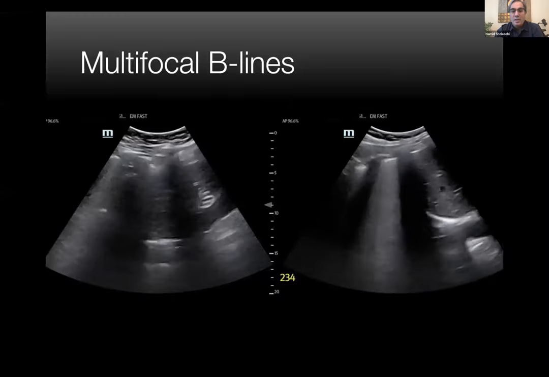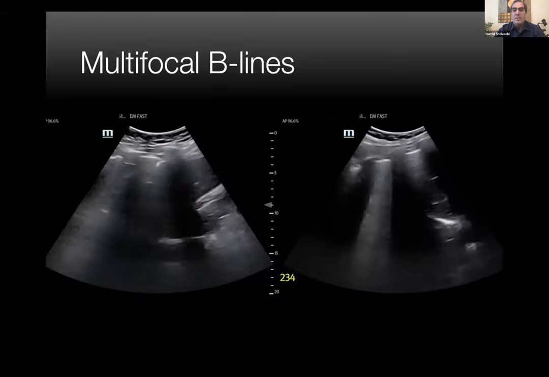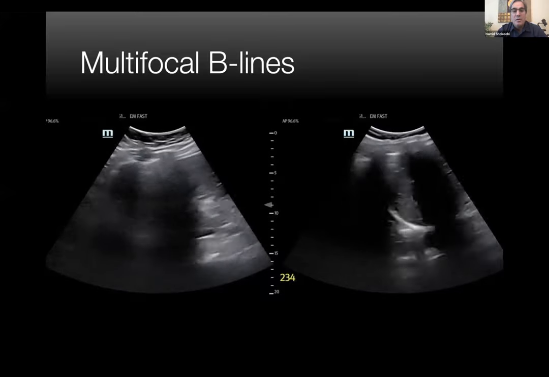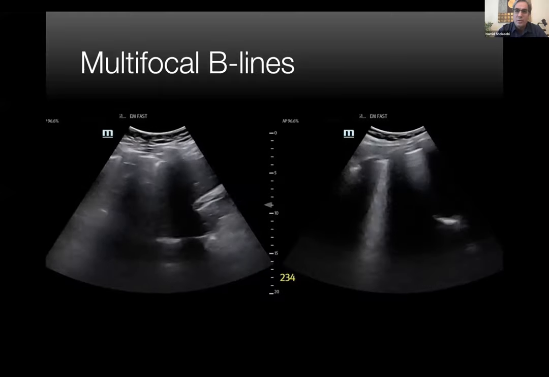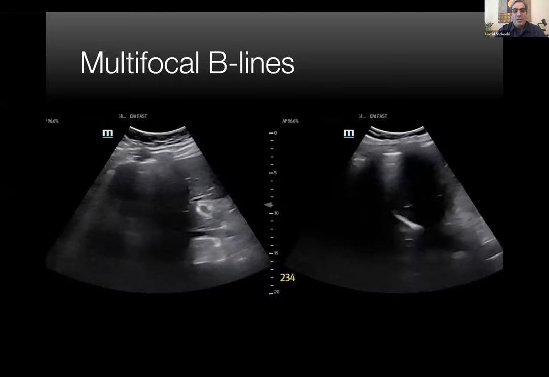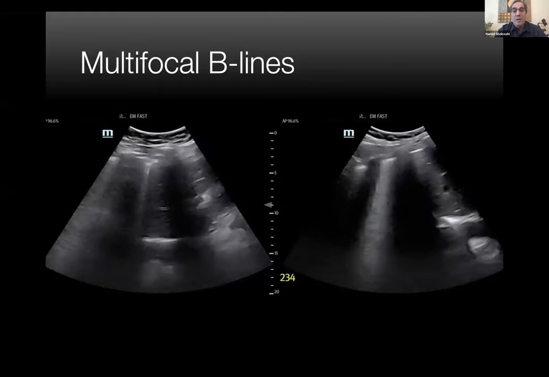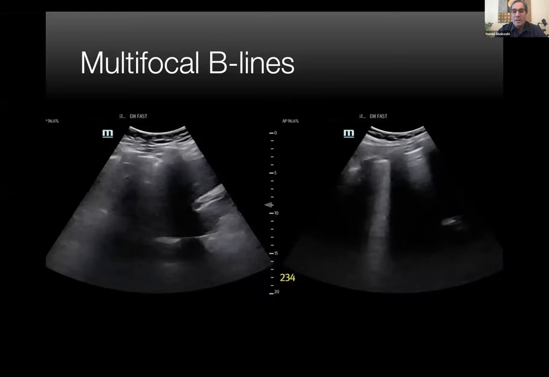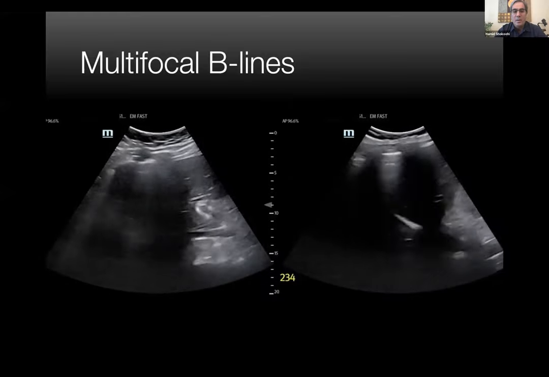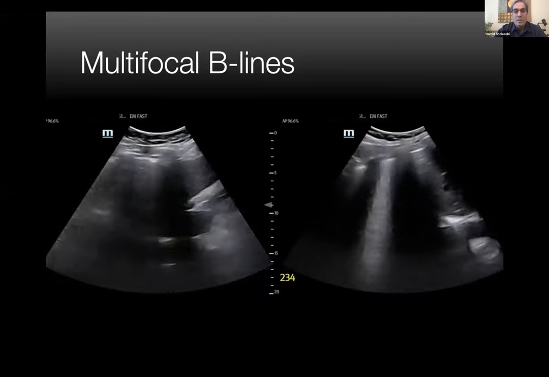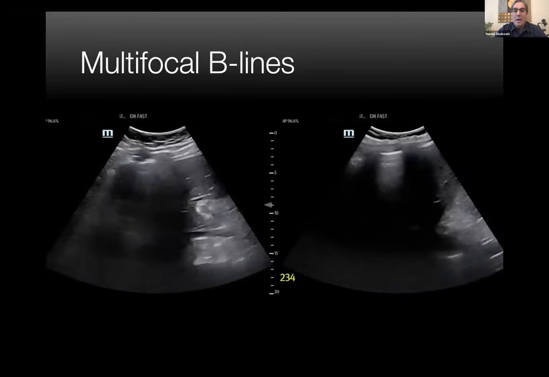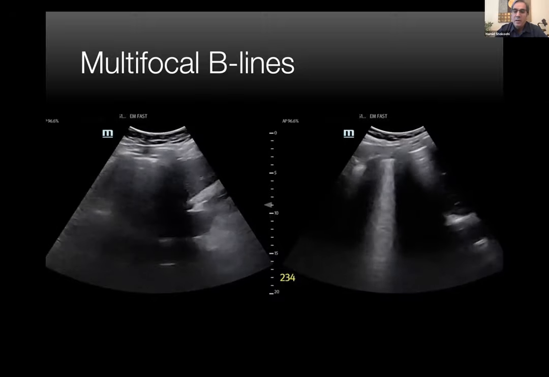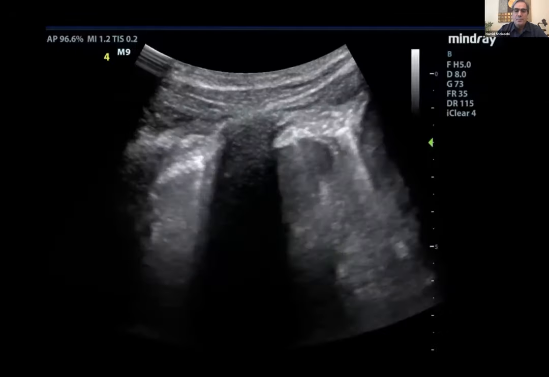Multifocal B-lines is the next finding, as I said, representing interstitial edema, I'm sorry, not to say edema, interstitial involvement. As you can see, at different levels, we look for the B-line. This B-line, I'm going to spend a little bit of time because this is very operator and technique dependent, how to find it and how to categorize it.